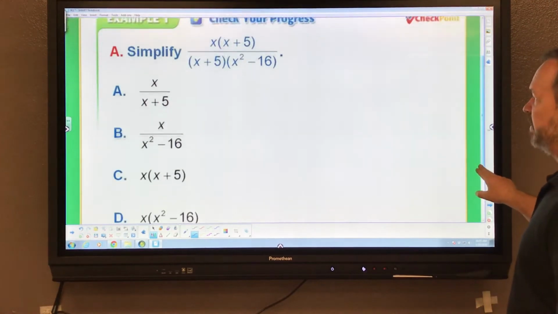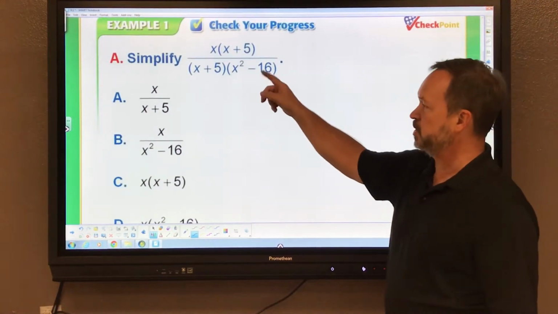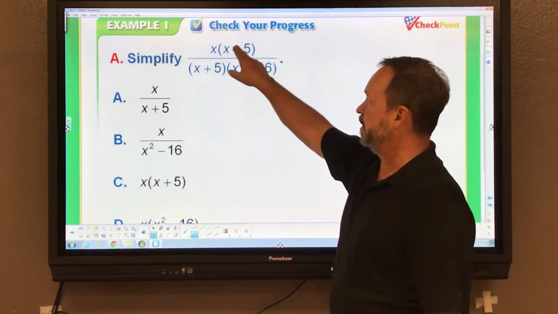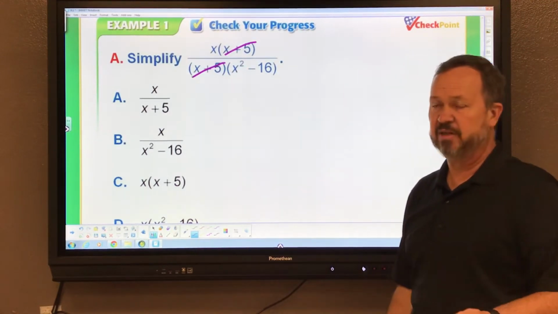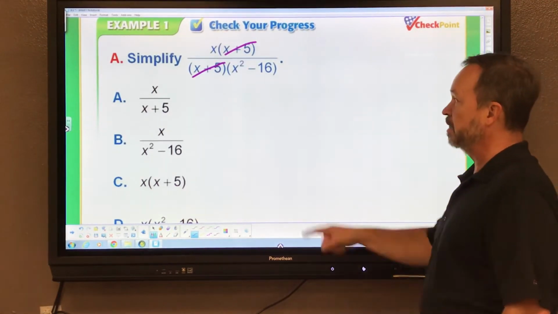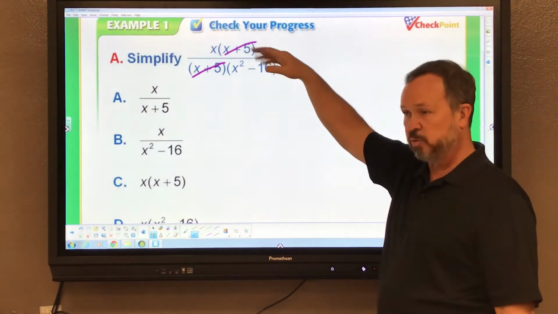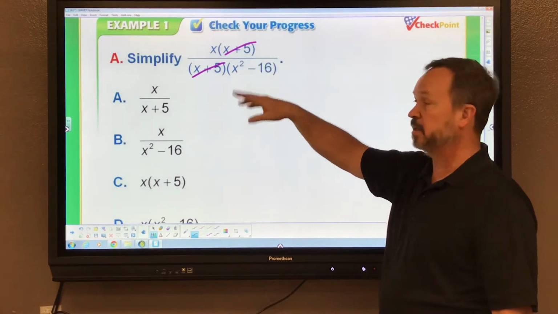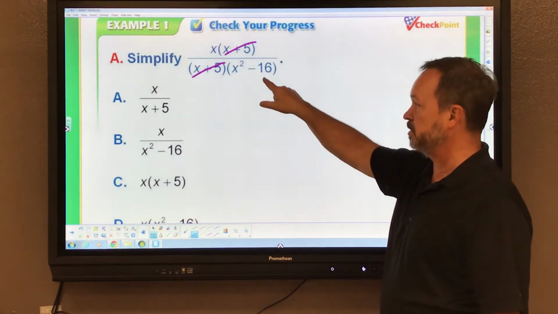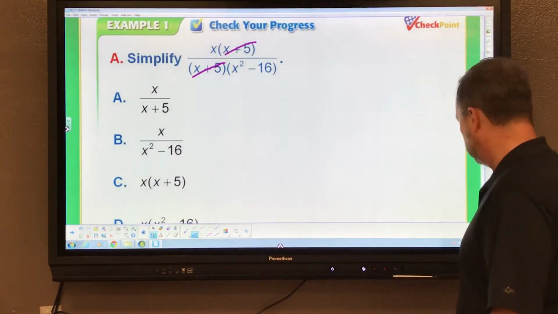So they want us to simplify this. Well, as we saw in that other example, these will cancel easily, obvious. It was already factored, it can be done. This is the difference of squares. It'd be great if you could cancel with that some way, but you can't. So really, that's the answer, x over the difference of squares, which is the B answer.